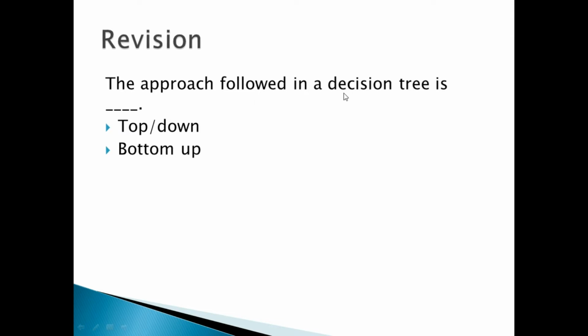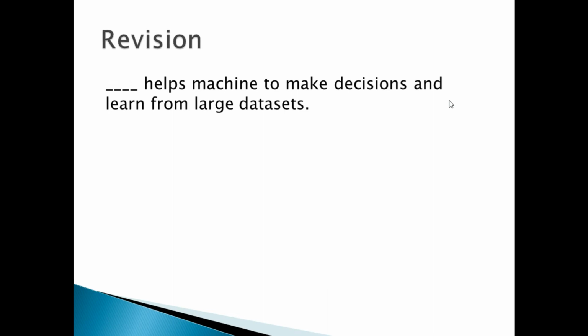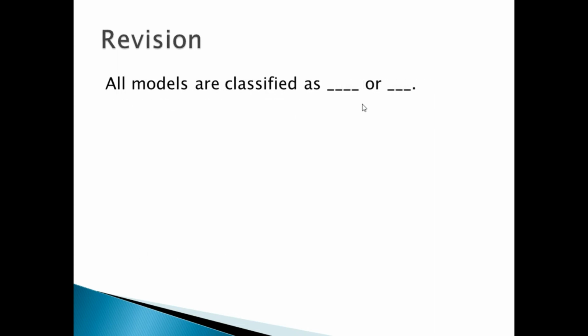The approach that is followed in a decision tree. See, in a decision tree, we always start from the topmost node. So it will be top down approach. Dash helps machine to make decision and learn from large data sets. Modeling. AI modeling will help machines to make decisions. All AI models will be either rule based or learning based.